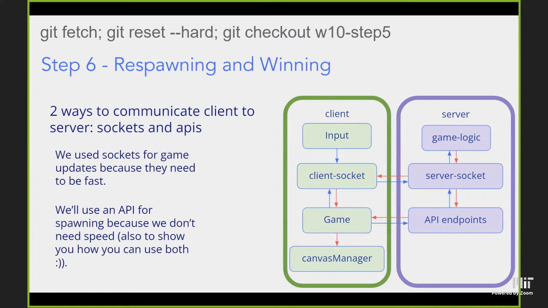And these are API endpoints, or APIs, and sockets. In our game, we use sockets for game updates because they need to be fast. This is basically sending any update from the client to the server, from the server to the client, at a very fast rate, right? 60 frames per second. But for some slower things that don't really need to be sent fast, we should use API endpoints because we can choose specifically when to send them, and we can be more careful when sending them. And in our game, we're going to use API endpoints to spawn in players and despawn players.